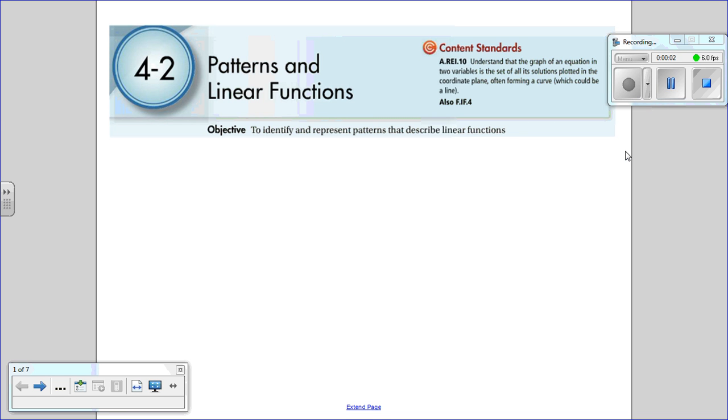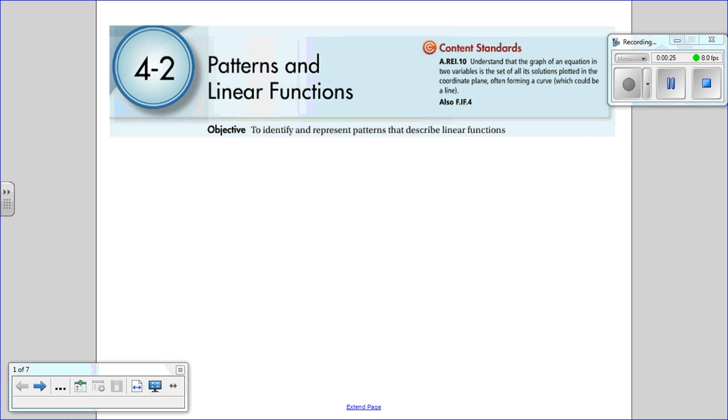Okay, section 2, we are looking for patterns in linear functions. So we're going to try to identify and represent patterns that describe linear functions. Think about linear functions as a line, right? Things in the last section weren't always a line. They could go up and down and stay the same for a while. We're talking about a graph that looks like a line.